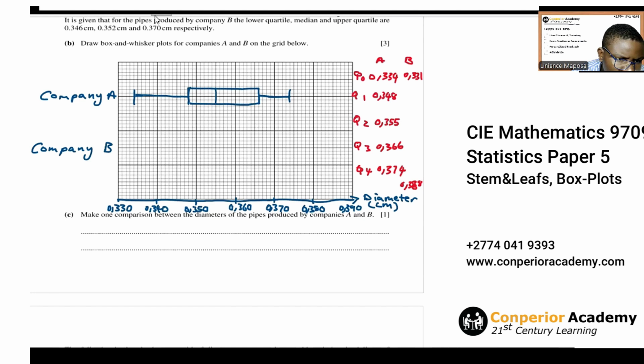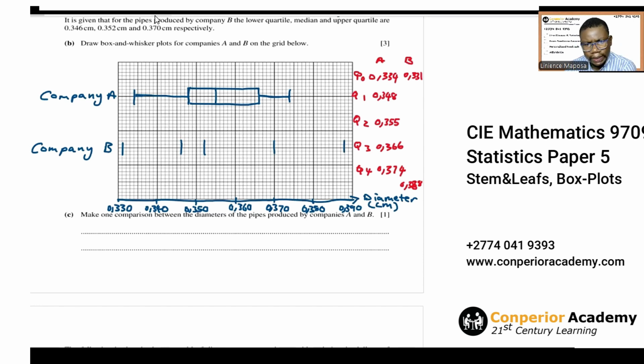0.331 will be here. And for Q1, I want 0.346. 0.346 will be here. And for Q2, I want 0.352. 0.352 will be here. And then I want Q3. Q3 is 0.370. Oh, that means on the line, exactly. So it's going to be right here. And then Q4 is 0.388. That will be here.